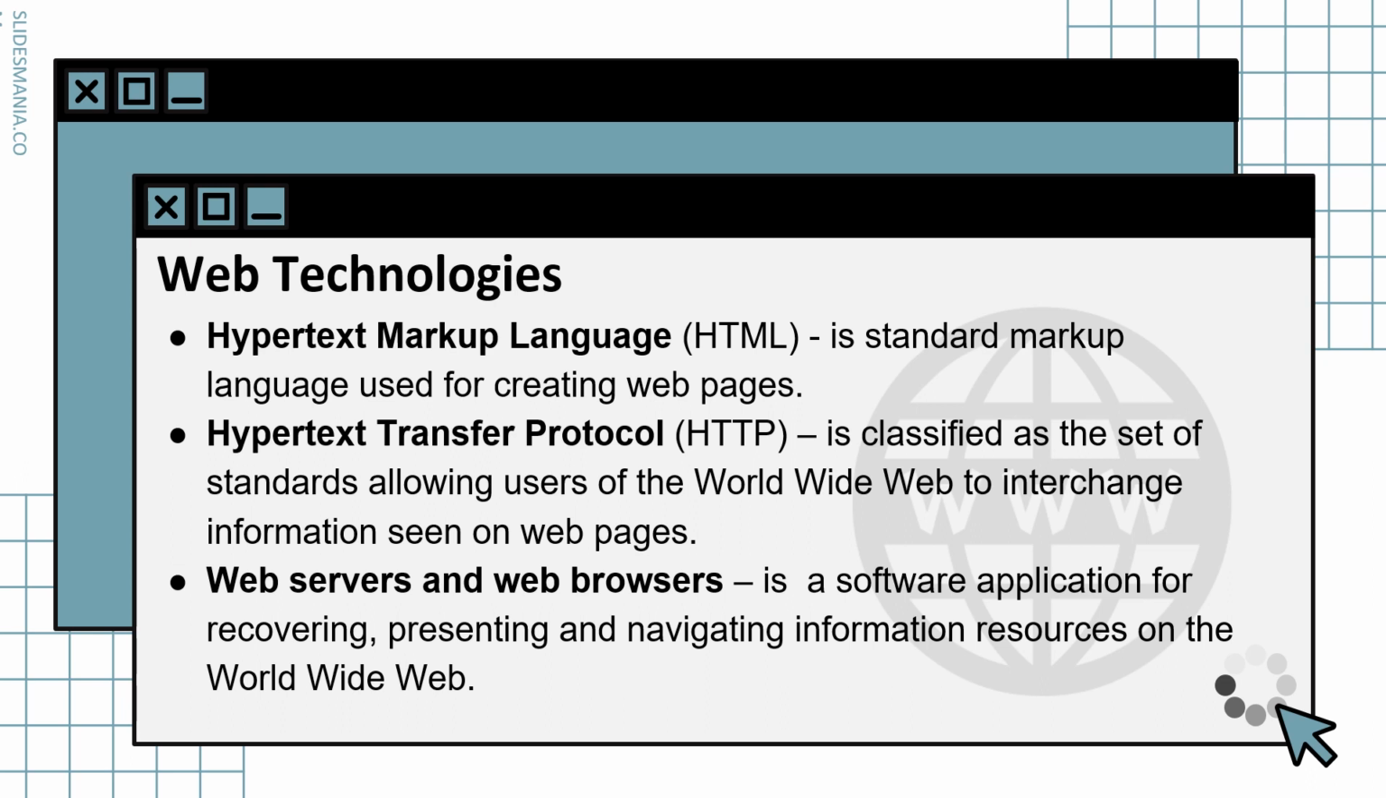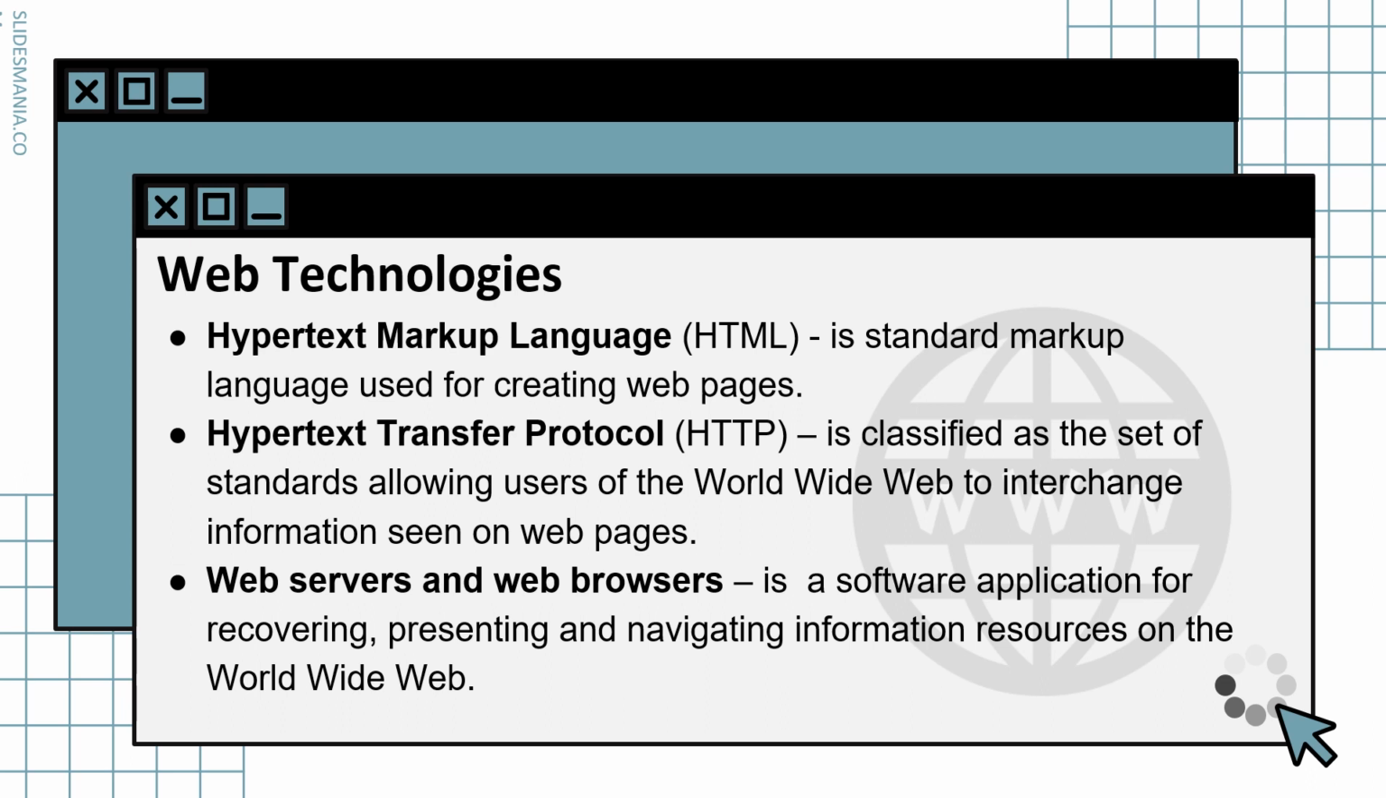Number 2 po is the Hypertext Transfer Protocol. It is classified as the set of standards allowing users of the World Wide Web to interchange information seen on web pages. So, lahat naman po ng ating websites na ina-access is meron po silang protocol na sinusundan. Malimit po ito is yung HTTP. So, kung mapapansin nyo po sa mga links or sa URL na tinatawag, na ina-access po natin is meron laging HTTP na nasa unahan po ng link.